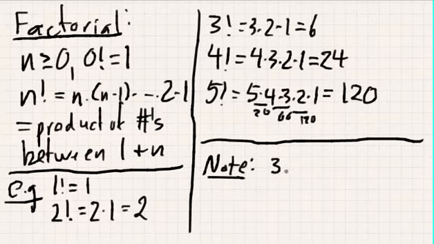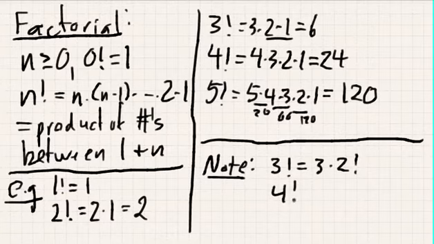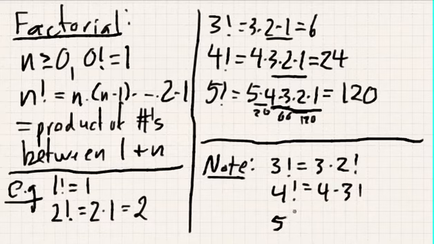Each factorial, say 3 factorial, was 3 times the previous guy. It was 3 times 2 factorial. 4 factorial was 4 times 3 times 2 times 1. It was 4 times 3 factorial. 5 factorial was 5 times 4 times 3 times 2 times 1. That's 4 factorial. So 5 factorial is 5 times 4 factorial.